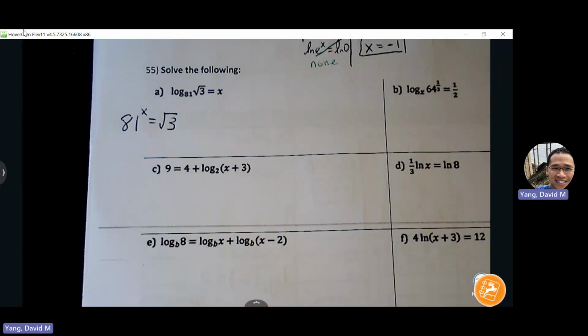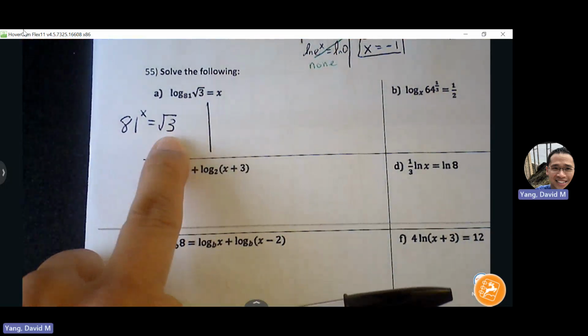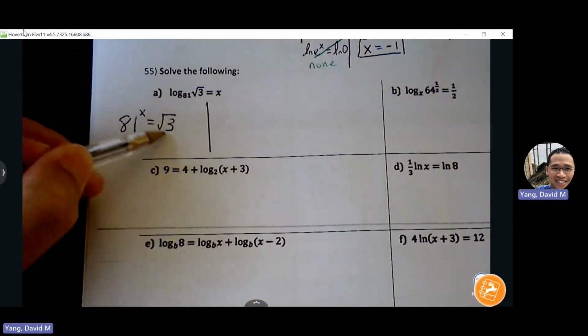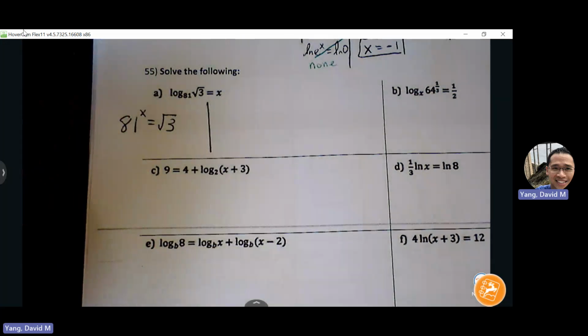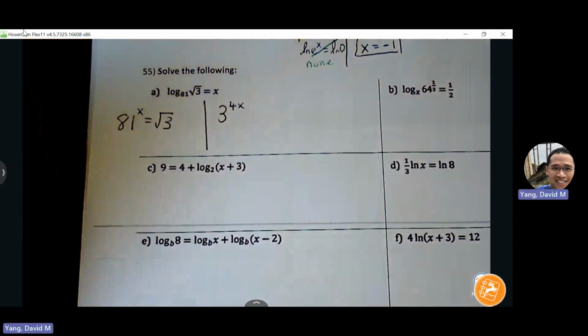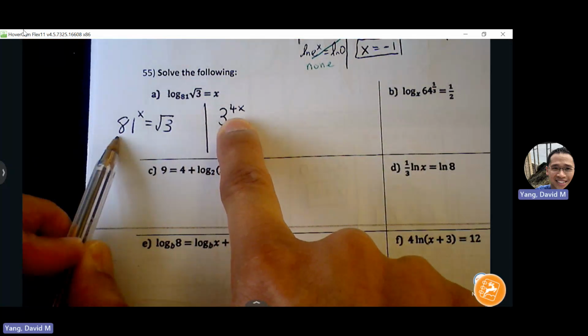So this still looks a little messy, but here's the key thing: if I can get the two sides to share the same base, then I can just drop the base and focus my attention on the exponent. So 81 and 3, let's see if we can drop them down to share the same base. Maybe we can target 3 as the base. So what's the relationship here? 81 is the same thing as 3 to what power? 3 to the 4th. So I can say 3 to the 4th, and then I want to keep that x because I'm making substitutions with the 81 and 3 to the 4th.